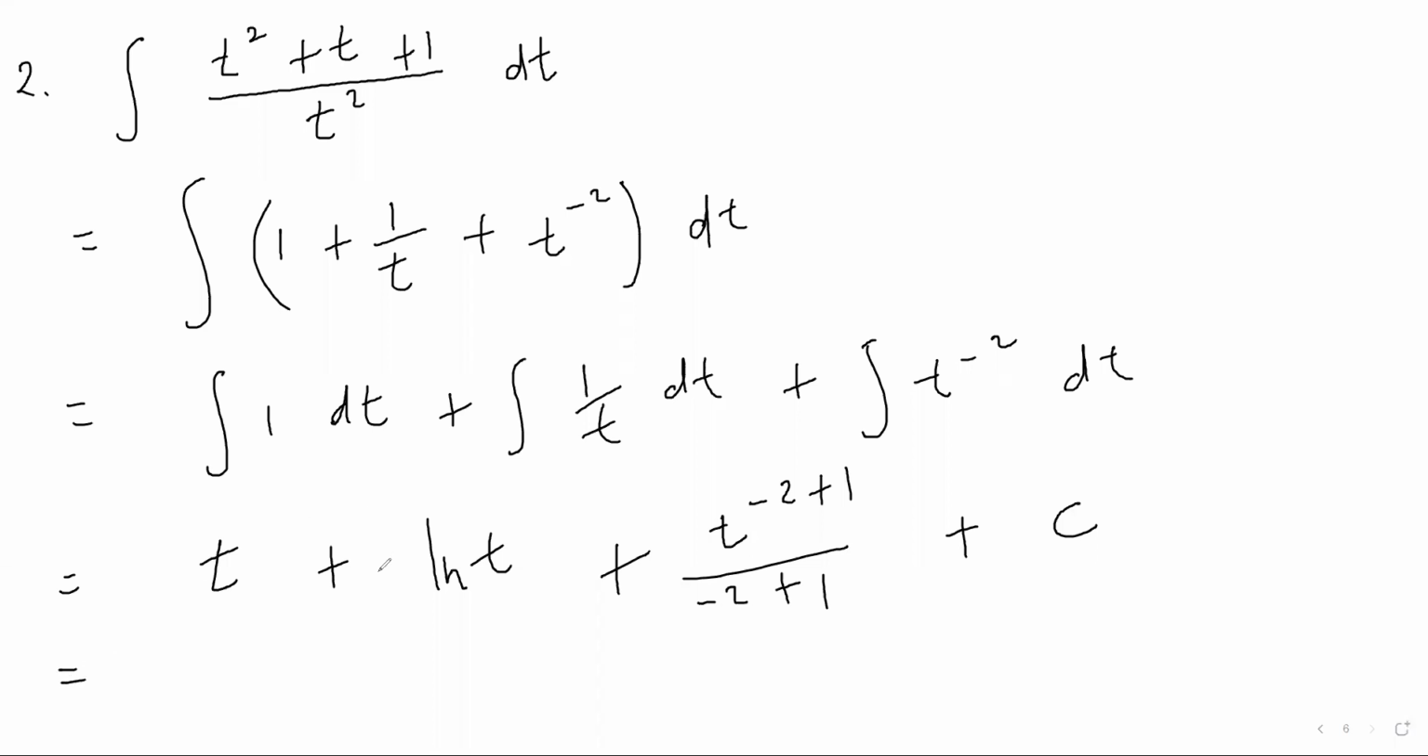Well, that's the answer. We just want to simplify it. So t stays the same, plus ln t stays the same, and we just simplify this term here. The minus 2 plus 1 is just minus 1, so this will be minus here. And we've got t to the minus 1, which is the same as 1 over t. So we're just going to put 1 over t here, plus, of course, our c at the end. So this is the solution of this particular example.